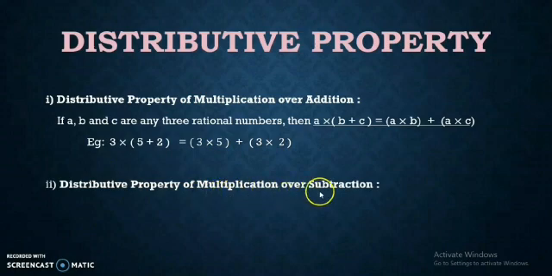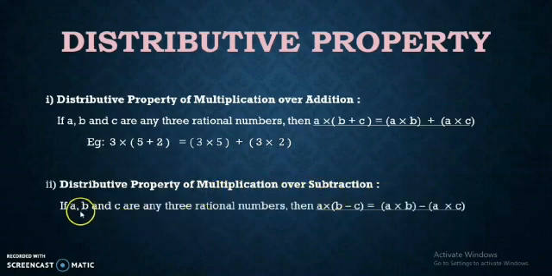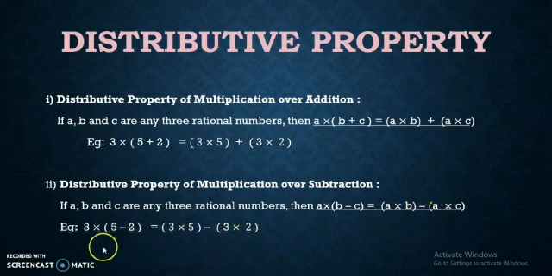Distributive property of multiplication over subtraction. If A, B and C are any three rational numbers, then A into B minus C is equal to A into B minus A into C, which means when we multiply a difference of two rational numbers by a given rational number, it is equal to the same result when we multiply each rational number by the given rational number and subtract the products. For example, 3 into 5 minus 2 will be equal to the difference of 3 into 5 and 3 into 2.